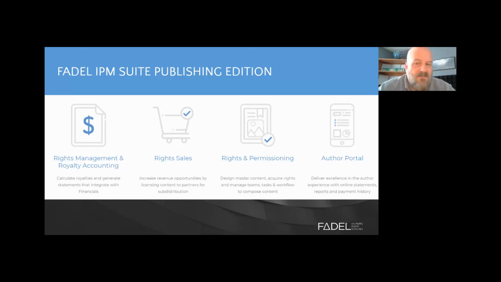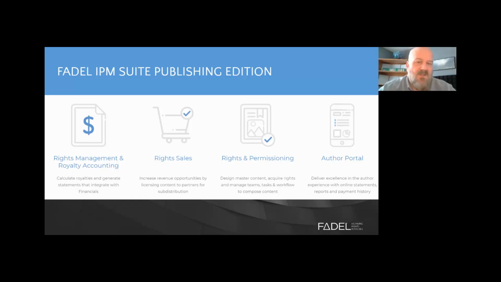In addition, FADEL uses that information in order to enable rights sales. So those same rights that were acquired from a rights management and royalty accounting perspective are then leveraged in order to sell those rights to licensees who are going to use those rights. In publishing, this may be sub-right type sales or other types of sales of rights themselves. In addition, for education publishers in particular, there is a strong demand to license the rights of all the content that goes into a particular product and not just the product itself.